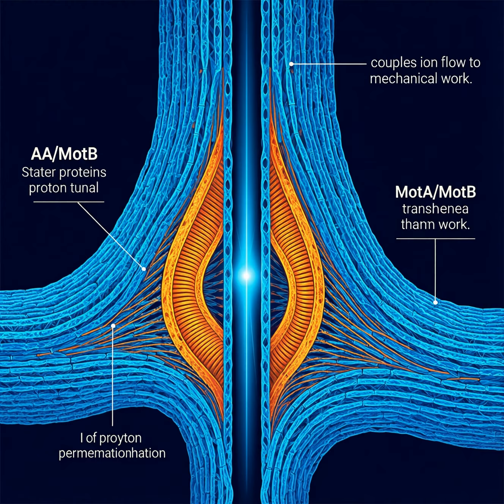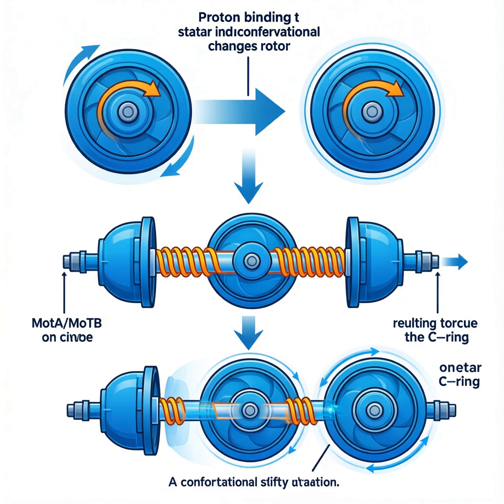Thus, the MotA/MotB stator functions as a molecular machine that directly links the electrochemical gradient to rotational motion without intermediary energy storage. The flagellar motor converts the electrochemical gradient of protons into mechanical torque. Protons enter the periplasmic space and bind to acidic residues on the MotB subunit of the stator complex.